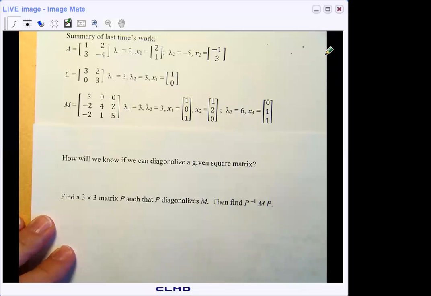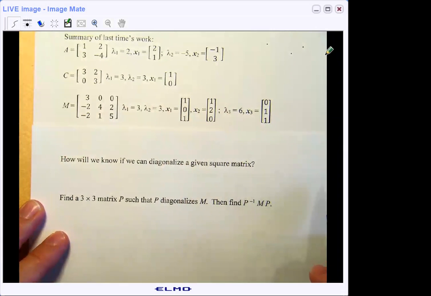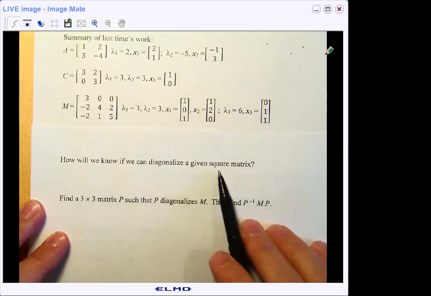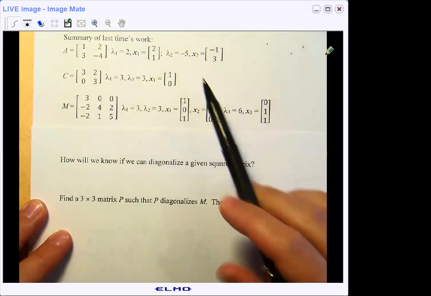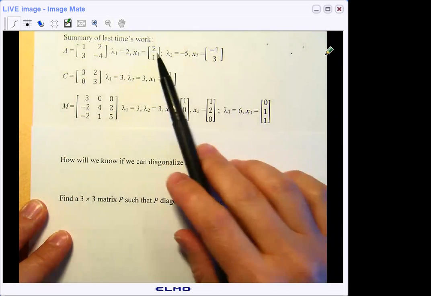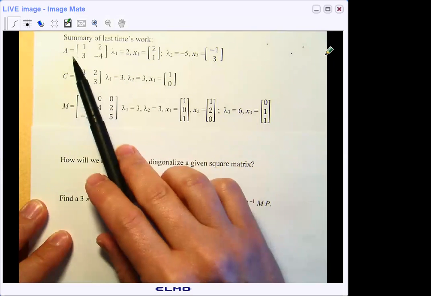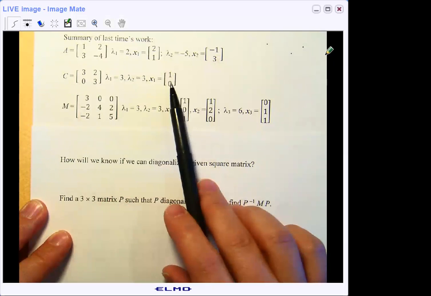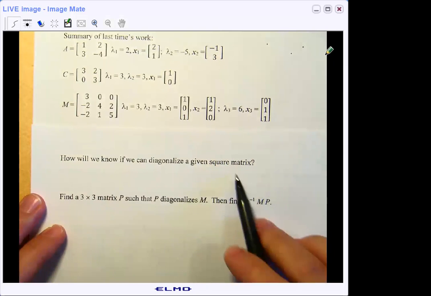All right, so we saw that we could diagonalize matrix A, but not matrix C. Sometimes you can diagonalize a square matrix and sometimes you can't. So how can we tell if a matrix is diagonalizable? And no, I'm not making that word up. It's an actual math word, diagonalizable. The way to tell is if we have as many different eigenvectors, and by different I mean linearly independent, as the size of the square matrix. A was a 2 by 2 and had 2 linearly independent eigenvectors, where C only had 1 eigenvector on a 2 by 2 matrix.